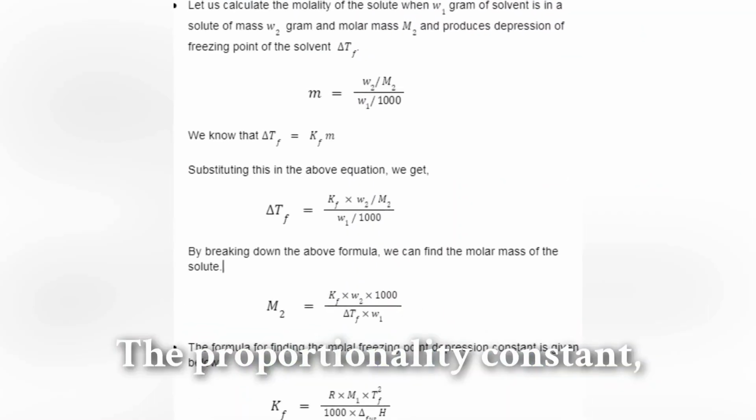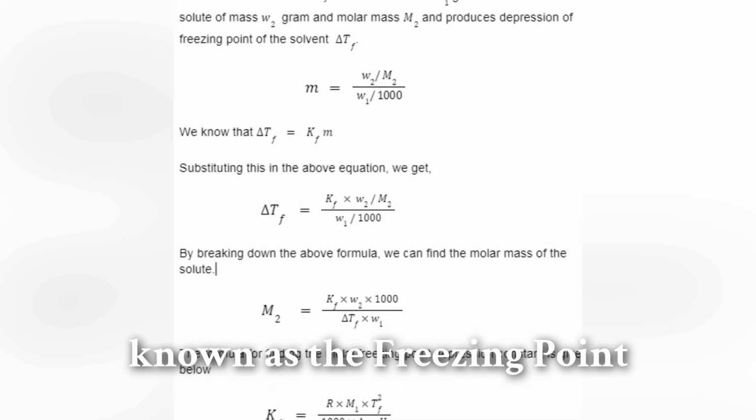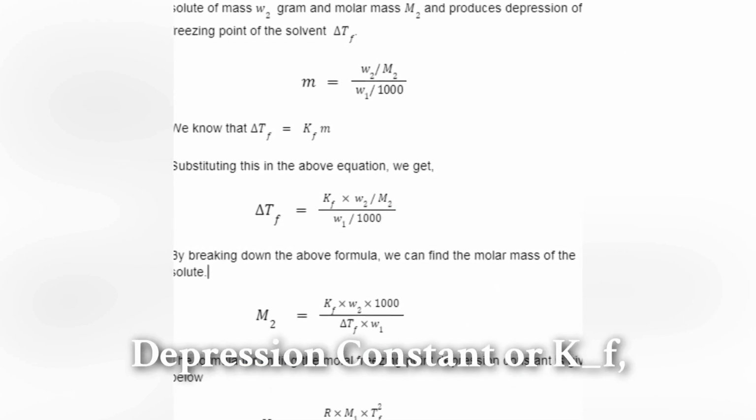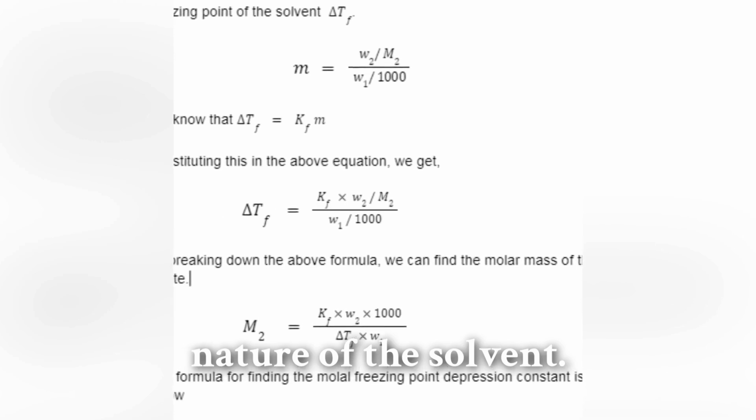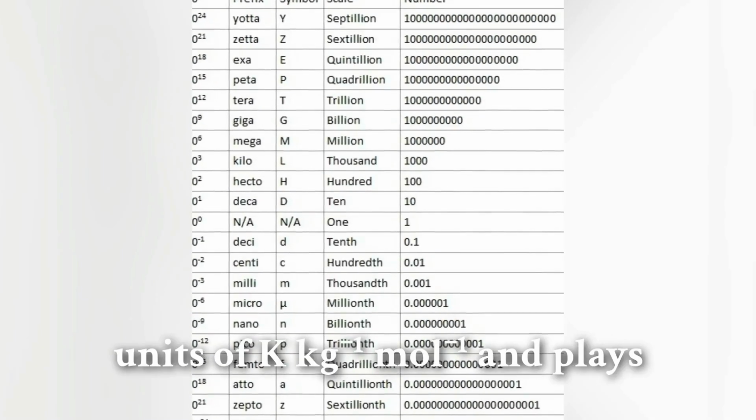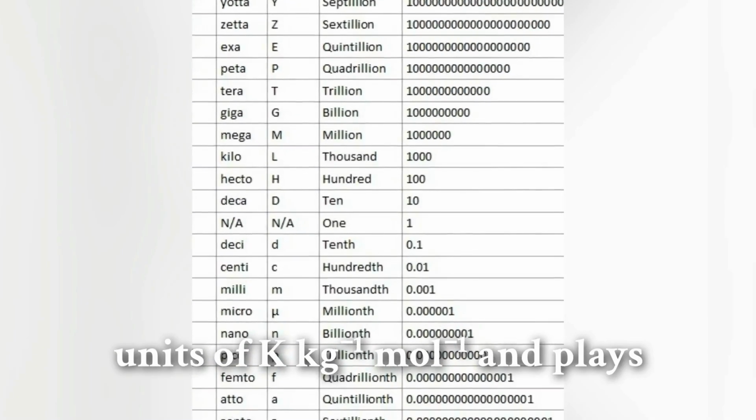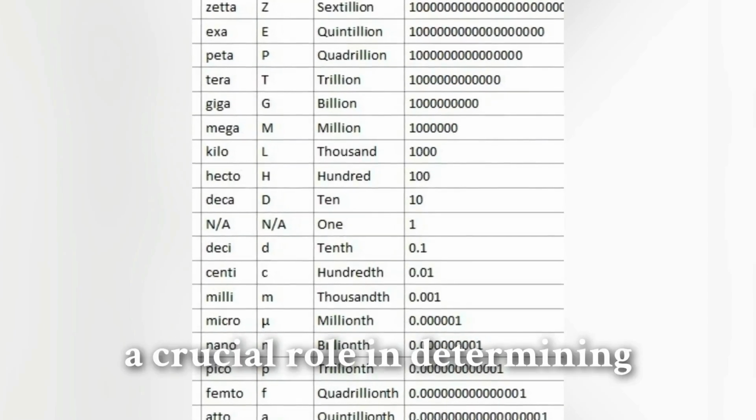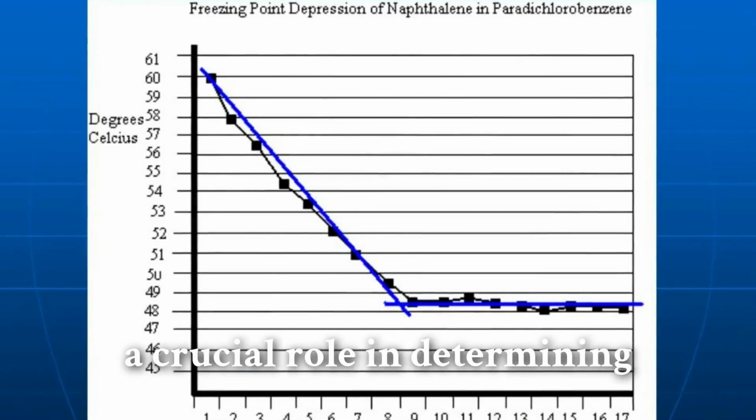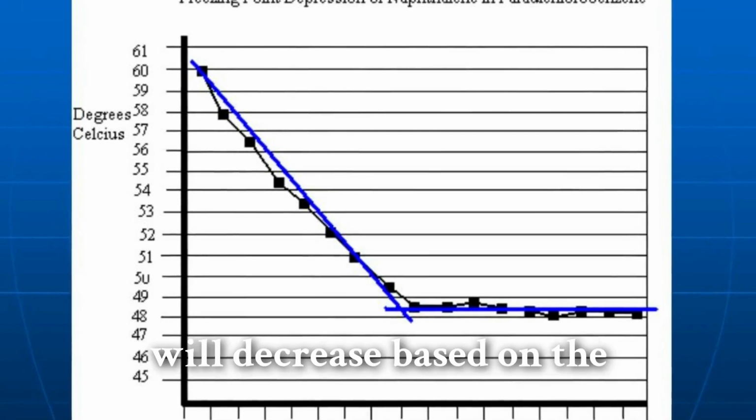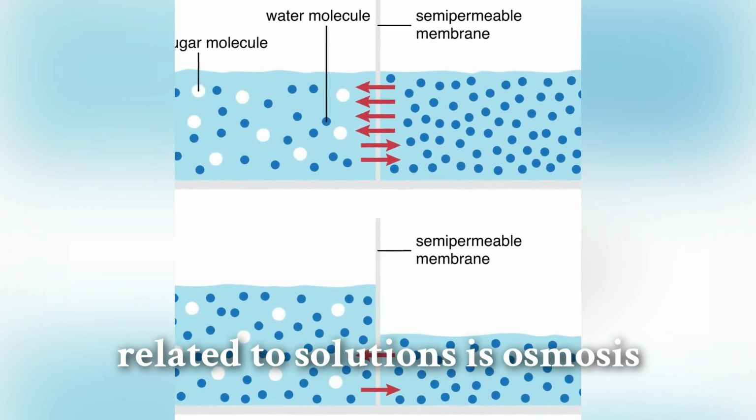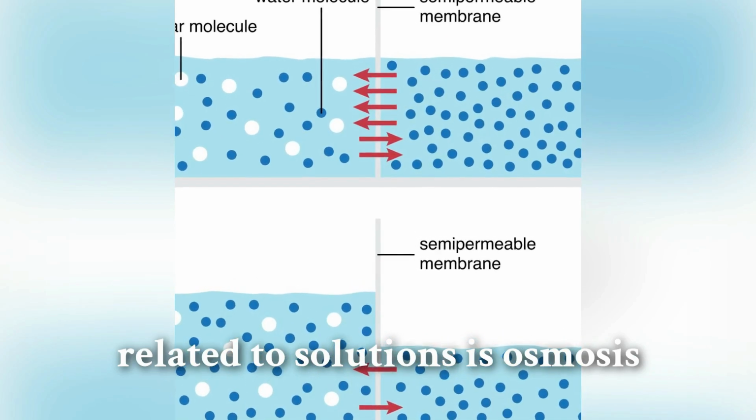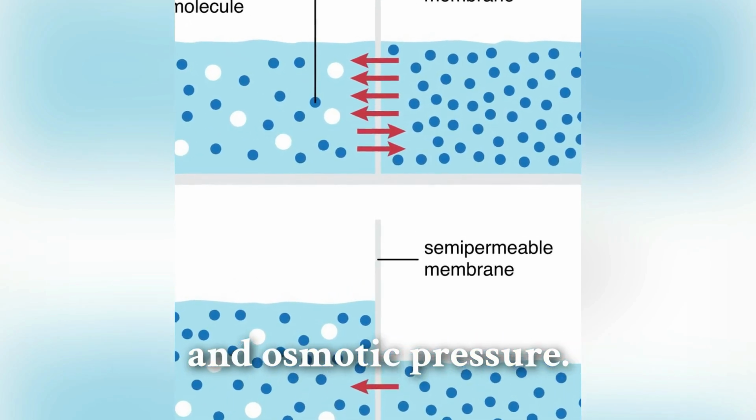The proportionality constant, known as the freezing point depression constant, or Kf, varies depending on the nature of the solvent. This constant is measured in units of kg mol^-1 and plays a crucial role in determining how much the freezing point will decrease based on the concentration of the solute. Another intriguing phenomenon related to solutions is osmosis and osmotic pressure.